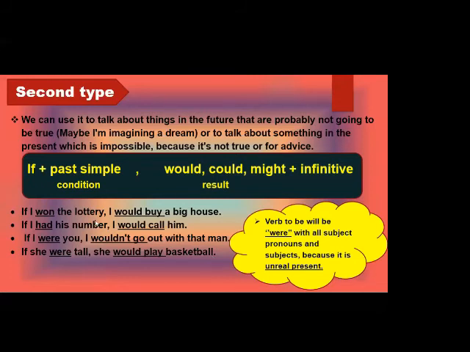So in type 2, we are talking about imaginary situation in the present and in the future. It can't happen in the present or the future, so we go one step back and we are talking about advice also. Keep in your mind, verb to be will be were with all the subject pronouns in the advice. We can't use was, okay, because it's unreal present. It can't happen.